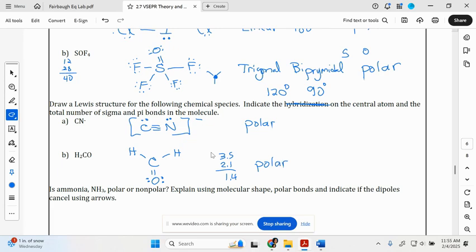And how many sigma bonds? 3. And how many pi bonds? 1. Bond order? 4 divided by 3. 1.5. Yeah.